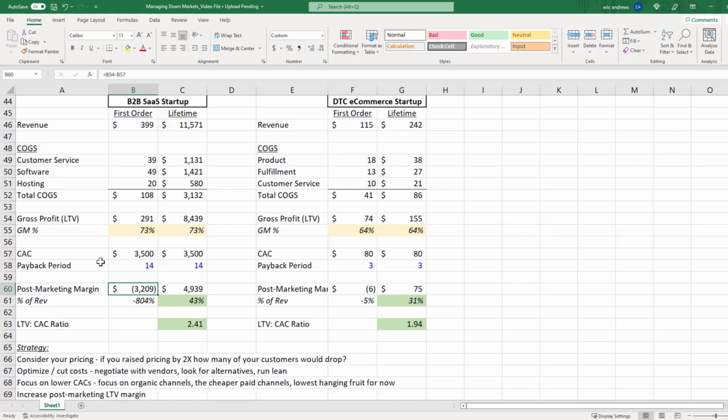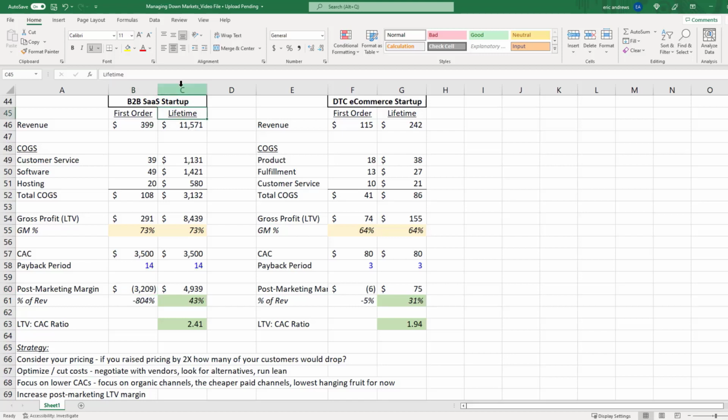So when you acquire any single customer, you lose $3,200. In a strong fundraising environment, you can raise money to fund this type of customer acquisition. But if the fundraising dries up, this all of a sudden becomes a much more precarious situation.